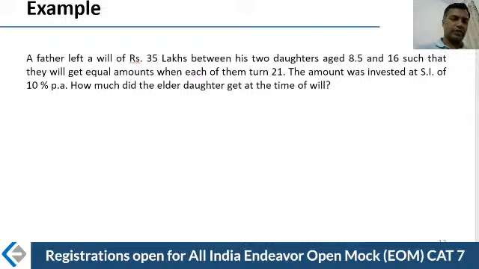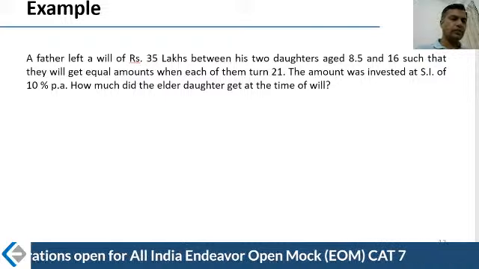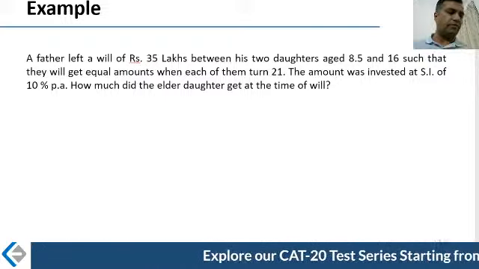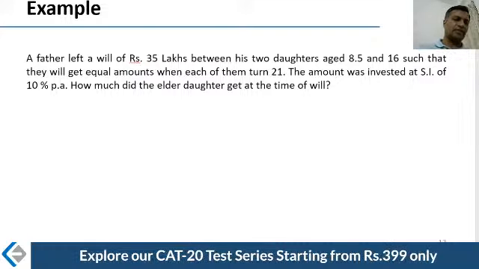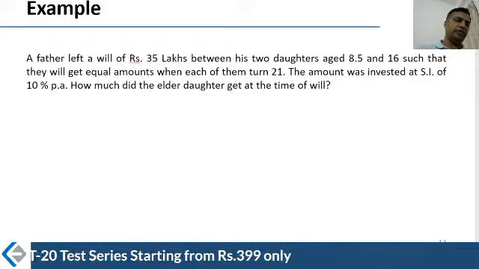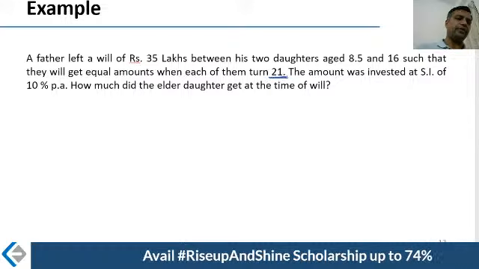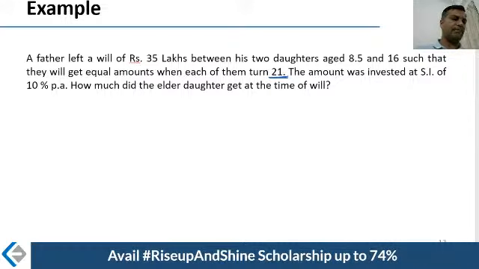Okay, let's try this together. I guess most of you would have closed it. Simple one. A father left a will of rupees 35 lakhs between his two daughters aged 8.5 and 16 such that they will get equal amounts when each of them attains 21 years of age. Right? When they turn 21 years, they both get the same money.